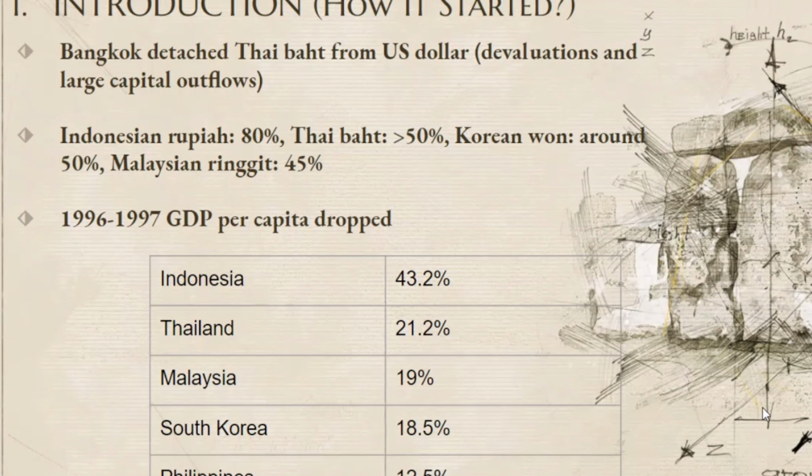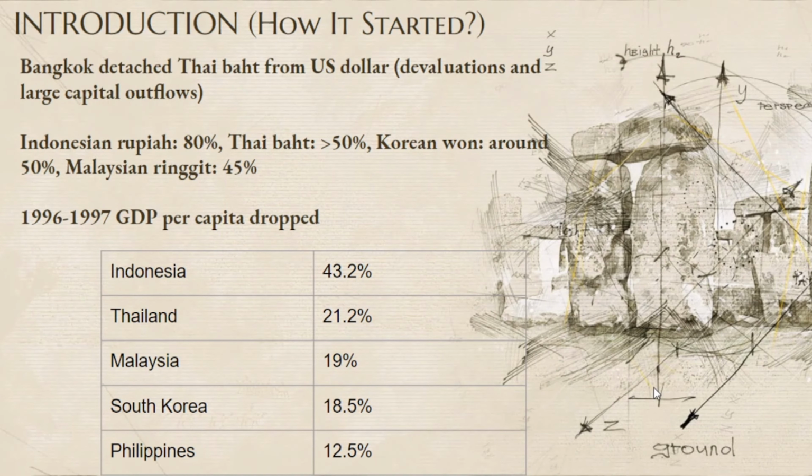Okay, so I will start with the introduction on how it started. Even though it is known as the East Asian financial crisis, it was actually a huge worldwide financial crisis. It started in Asia and then spread to the rest of the world. So how did it start? It started when Bangkok detached the Thai baht from the US dollar, which triggered a series of devaluations and large capital outflows. The currencies of affected countries like the Indonesian rupiah, Thai baht, Korean won, and Malaysian ringgit also fell. As you can see on the table on the slide, the GDP per capita of the affected countries dropped during the start of the crisis.